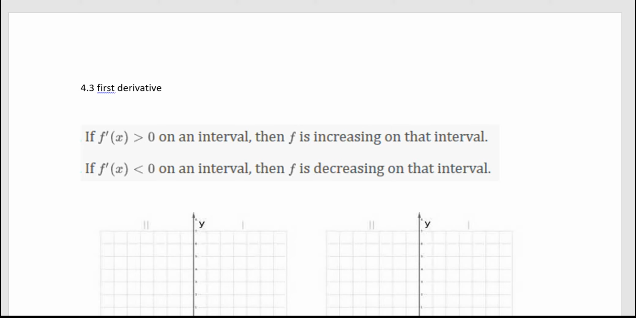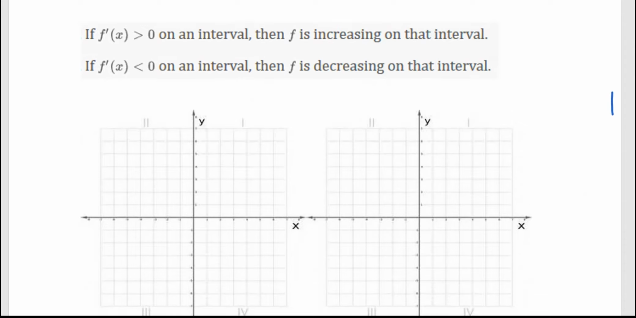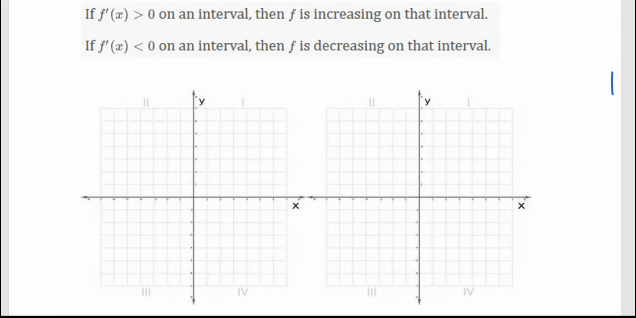Okay, so today's lesson we'll talk about how the first derivative affects the graph. If the derivative of a function is greater than 0 on some interval, then it's increasing on that interval. Okay? And if the derivative is less than 0, it's decreasing.